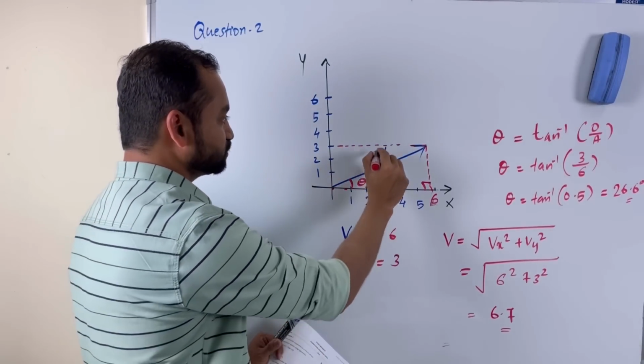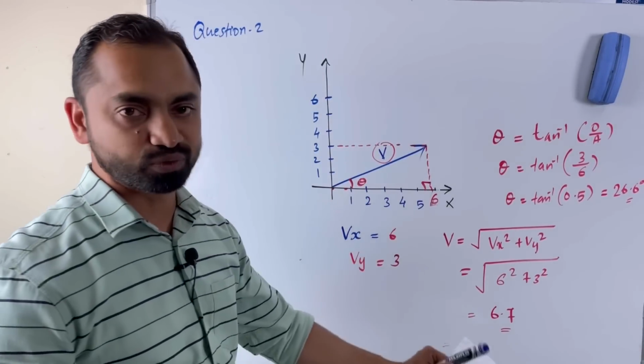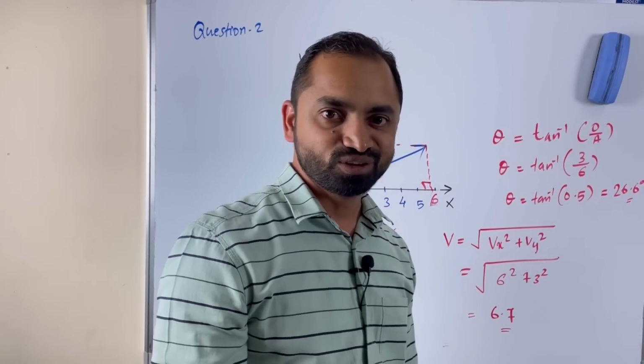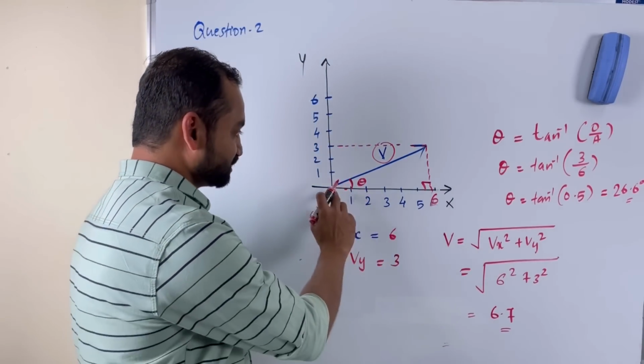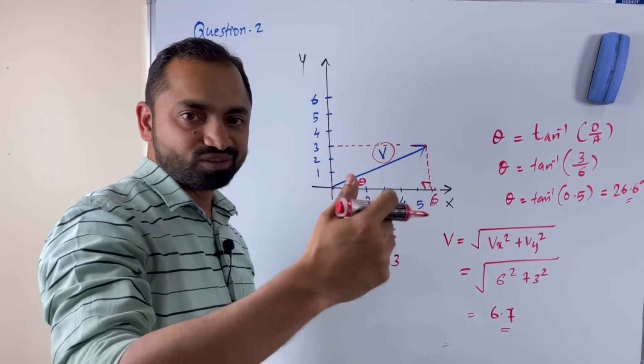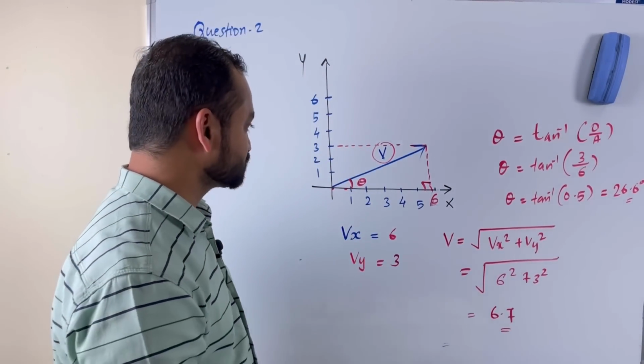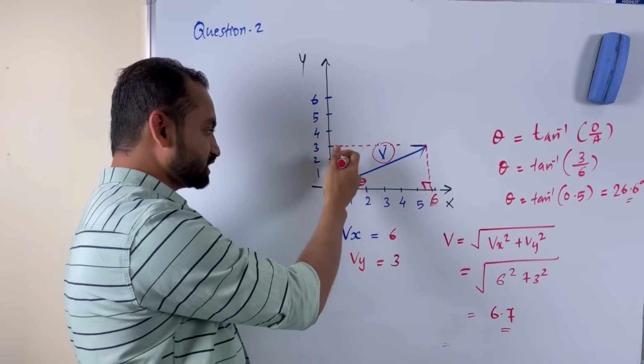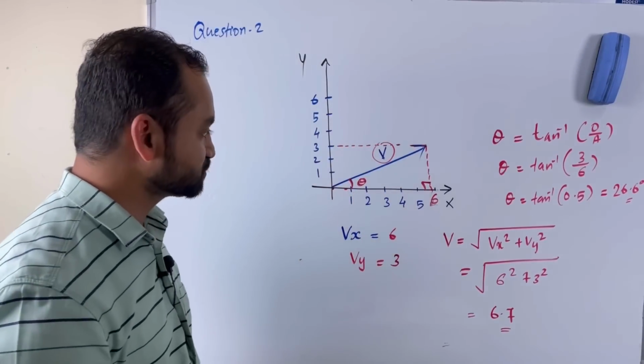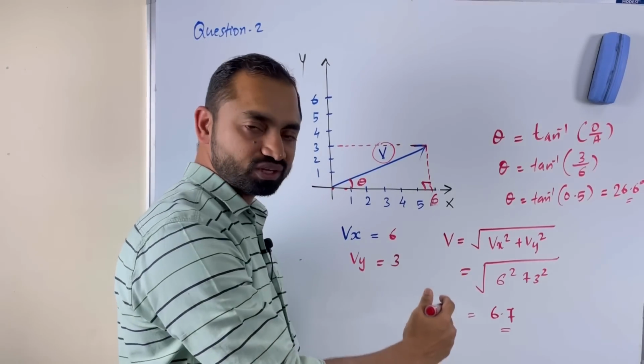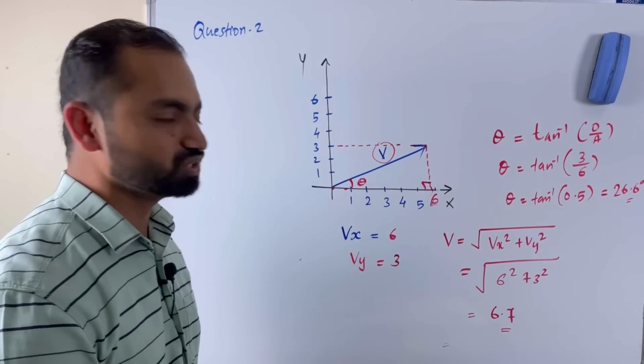And what is the magnitude of this vector? The magnitude is 6.7. How did we calculate it? First we calculated the x component from the values of the Cartesian coordinate system, and the y component we calculated from the values of the coordinate system, and we used the Pythagorean theorem to calculate its magnitude.